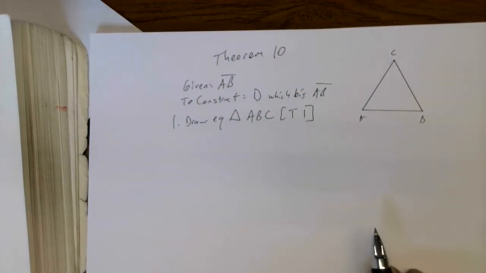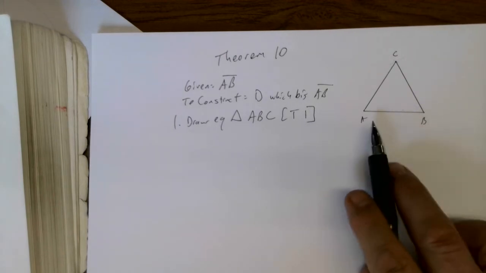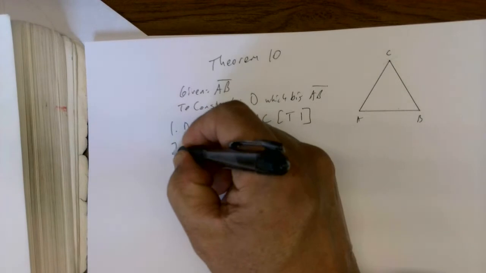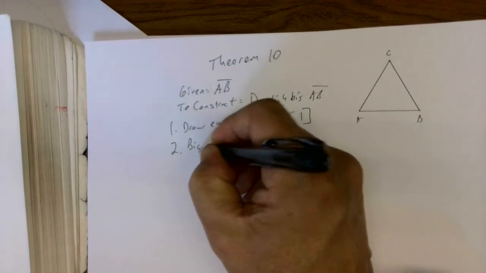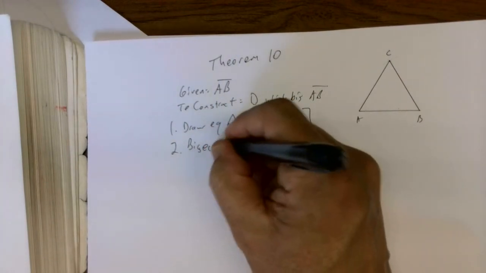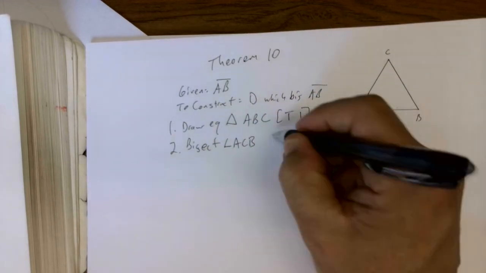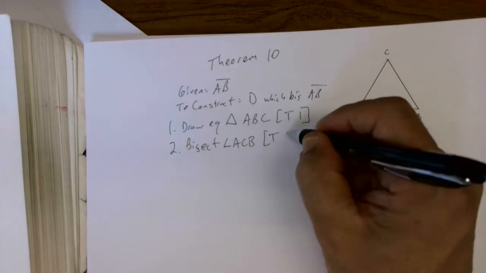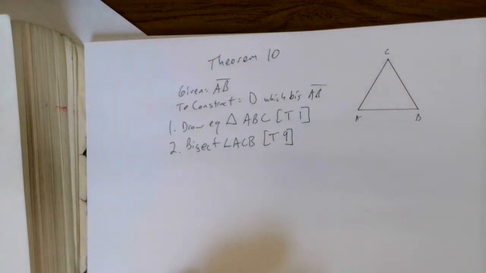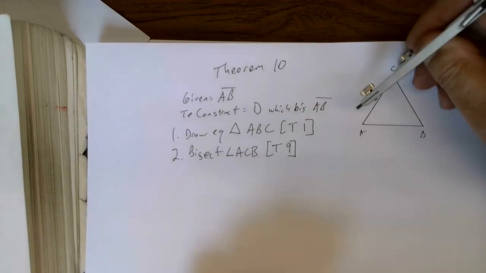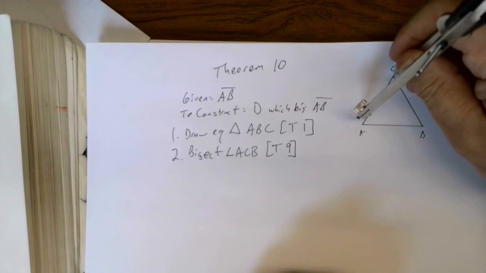All right, now I still don't have how I'm going to get the bisection point D. But here's how it's going to work. I am going to now bisect angle C. In fact, I'm going to call it angle ACB. And I know I can do that because I just proved it in Theorem 9. Okay, do you remember what Theorem 9 was? Bisect an angle.